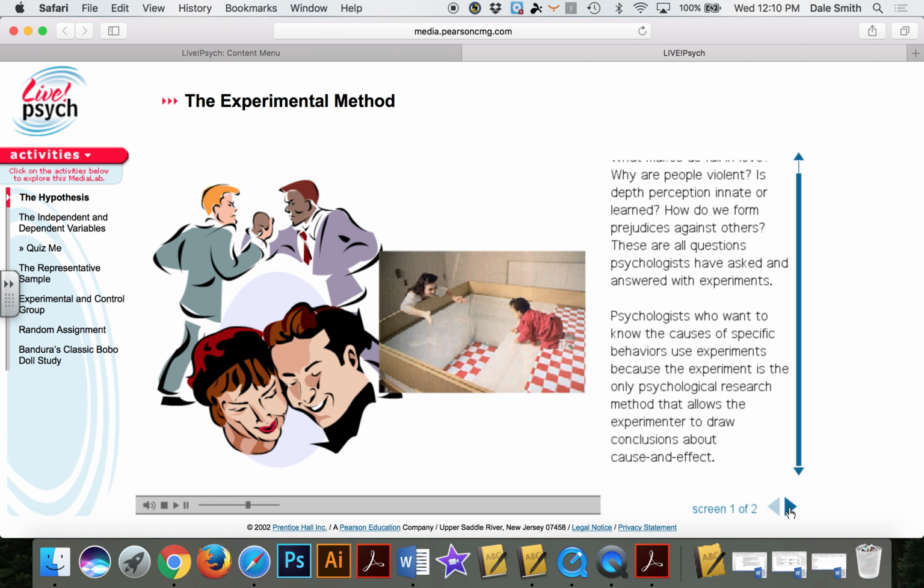Psychologists who want to know the causes of specific behaviors use experiments because the experiment is the only psychological research method that allows the experimenter to draw conclusions about cause and effect.